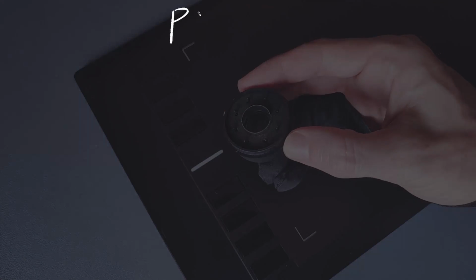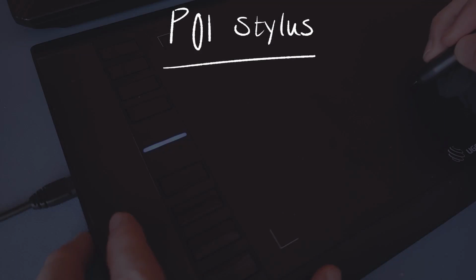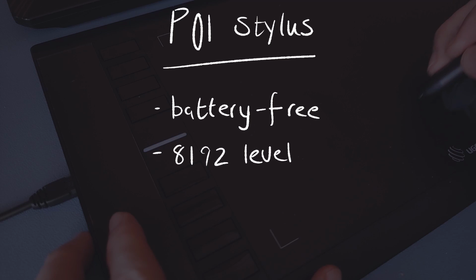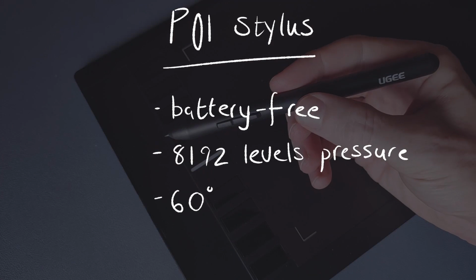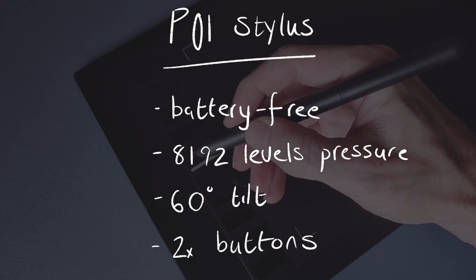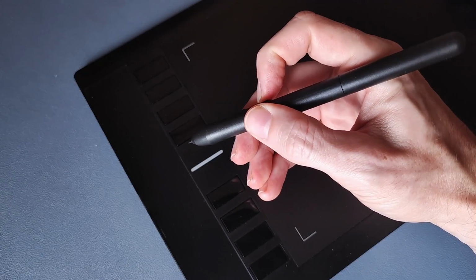There are spares that come inside of the pen holder. It's got the now standard 8192 levels of pressure sensitivity, you'll have 60 degrees of tilt recognition, and there are 2 buttons along the side that are of course programmable. They make quite a clear, loud clicking sound when you press them.